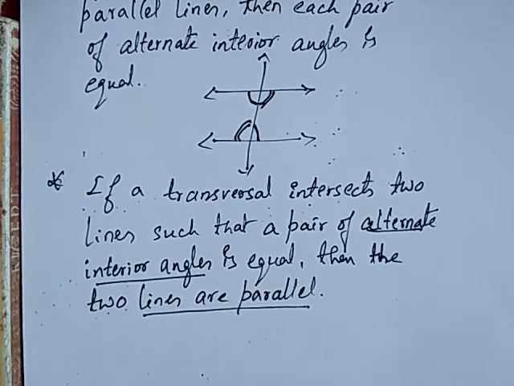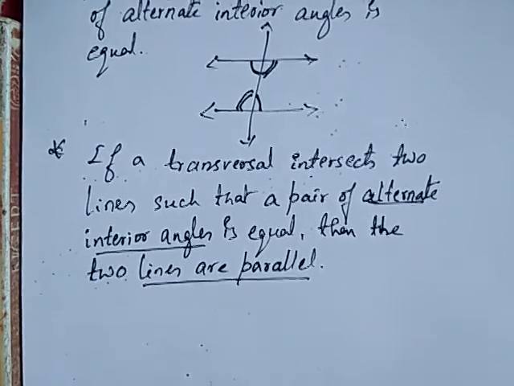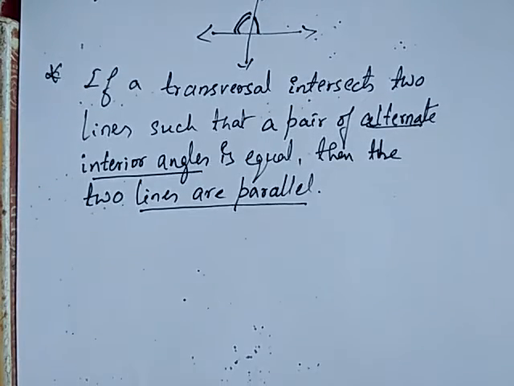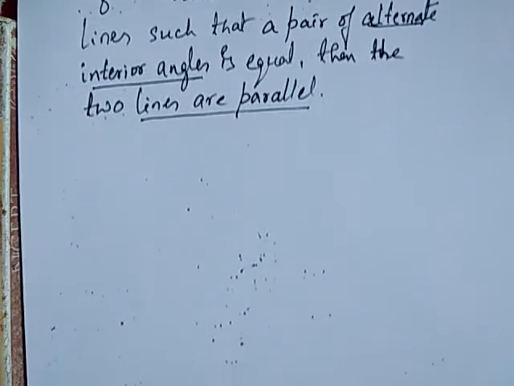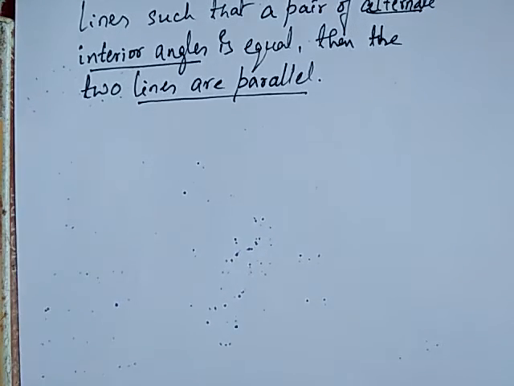Similarly, you can have another two statements here. If the transversal intersects two parallel lines, then each pair of interior angles on the same side of the transversal is supplementary. You know that supplementary means 180 degrees. So the interior angles on the same side of the transversal are supplementary.